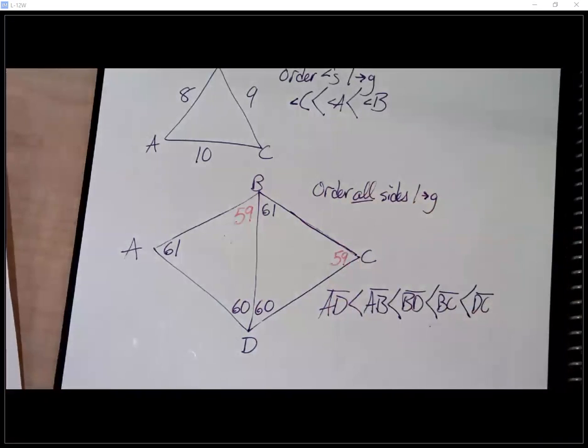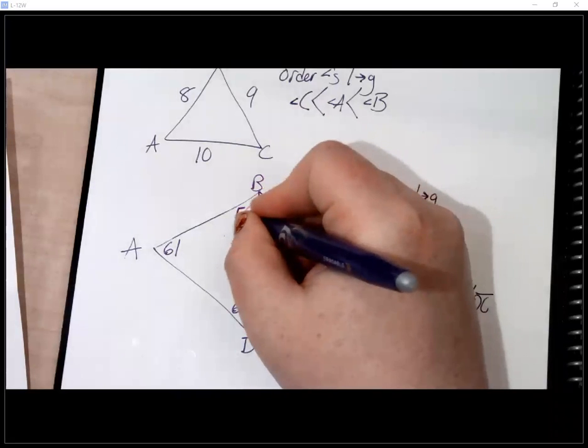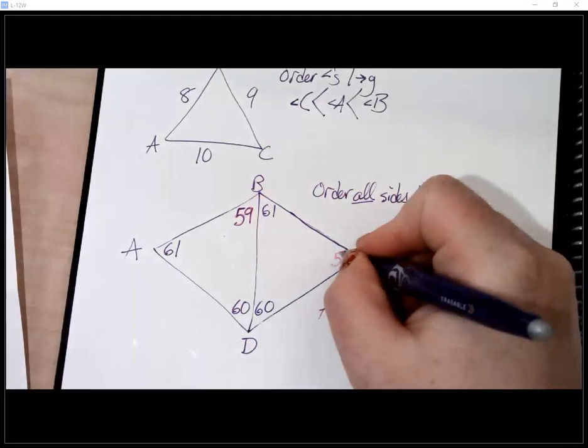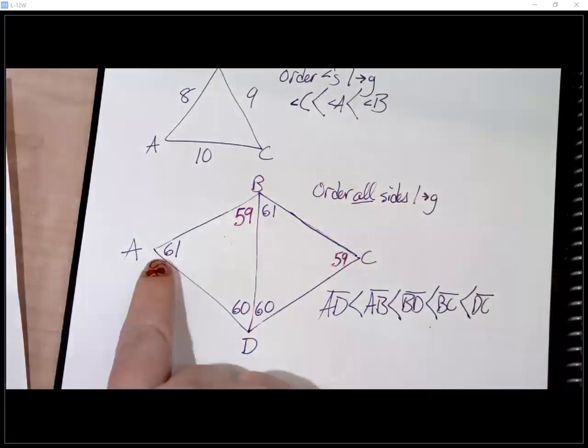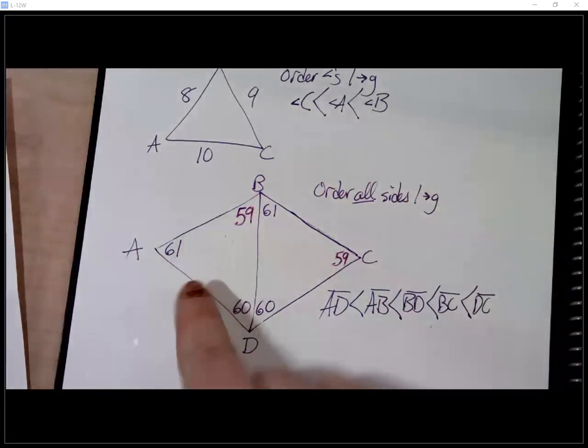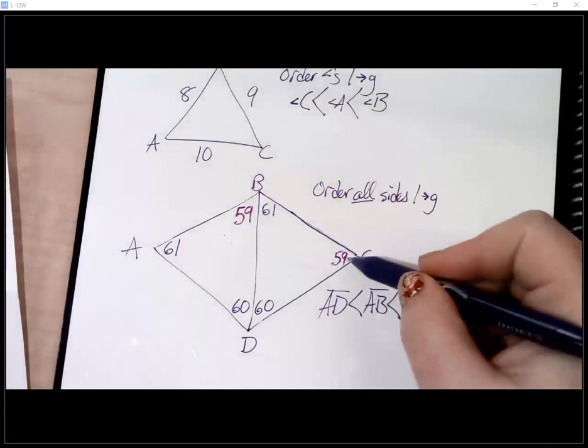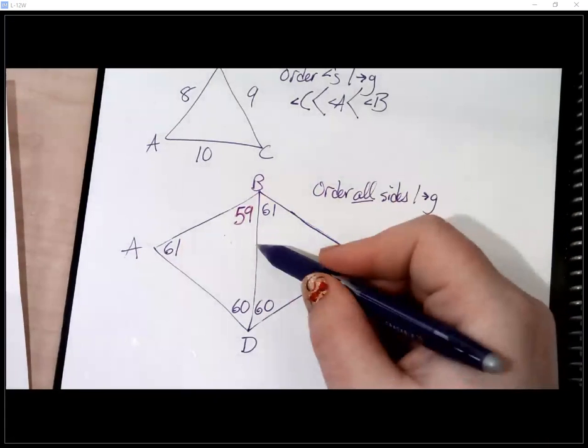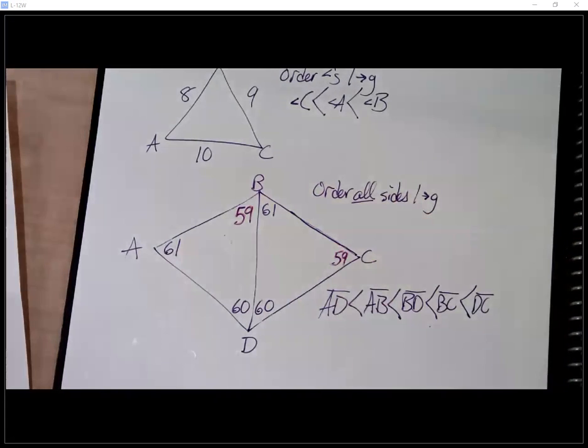Okay, so now I can understand your confusion because you're like, well, look, the 61 is the biggest angle, so BD has to be the biggest side. But 59 is the smallest angle, so this has to be the small side. That's true, but of each triangle.